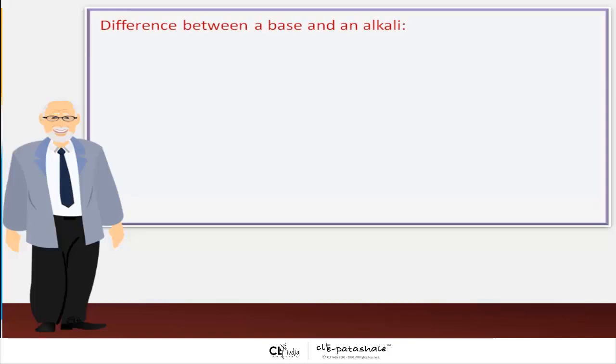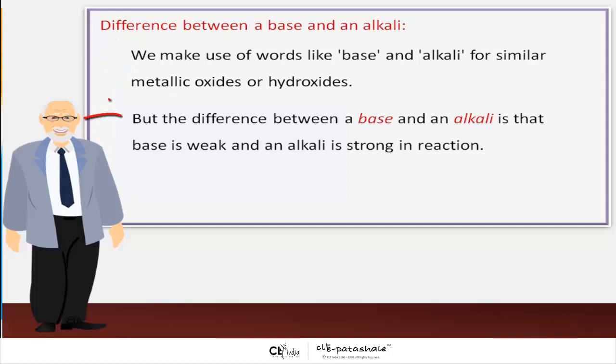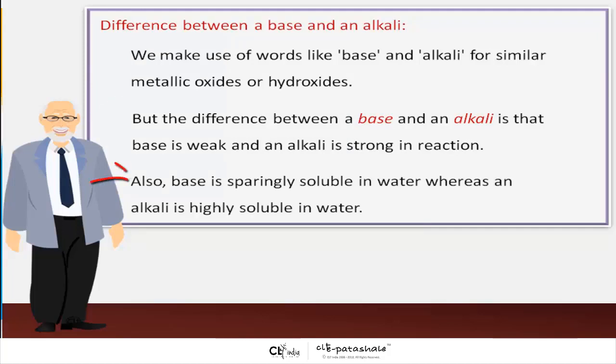Difference between a base and an alkali. We make use of the words like base and alkali for similar metallic oxides or hydroxides. But the difference between a base and an alkali is that a base is weak and an alkali is strong in reaction. Also, a base is sparingly soluble in water, whereas an alkali is highly soluble in water.